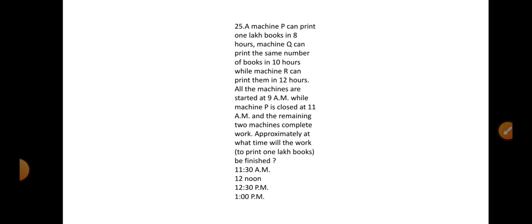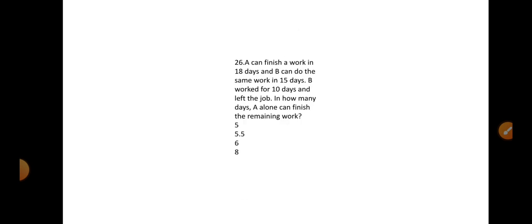25th, a machine P can print 1 lakh books in 8 hours. Machine Q can print the same number of books in 10 hours, while R can print them in 12 hours. All the machines are started at 9 am, while one machine is closed at 11 am, and the remaining 2 machines complete the work. Approximately at what time will the work to print 1 lakh books be finished? So you have to use your logic here.